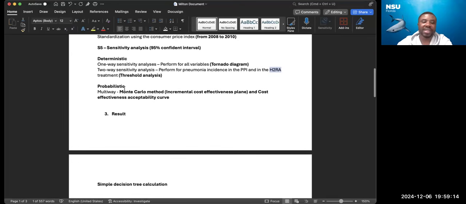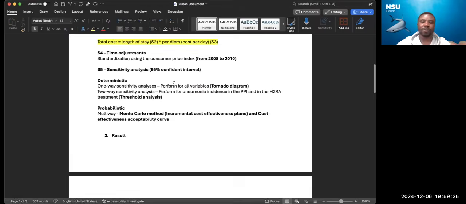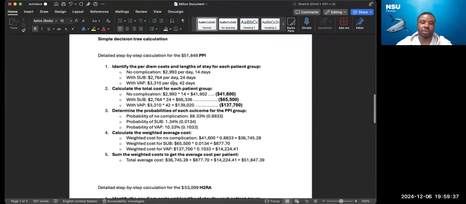For the probabilistic sensitivity analysis, they did two things. They did the incremental cost effectiveness plane, which is also called the Monte-Carlo method. And they also did a cost effectiveness acceptability curve. We'll explain that, so don't worry about it. I just want you to know that we are almost done with the method. That's why I'm going through this, so that we'll finish the method and then we'll go to the results.